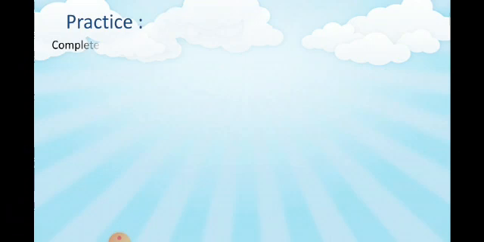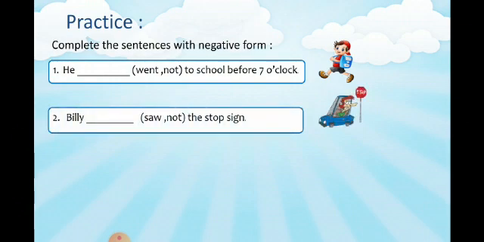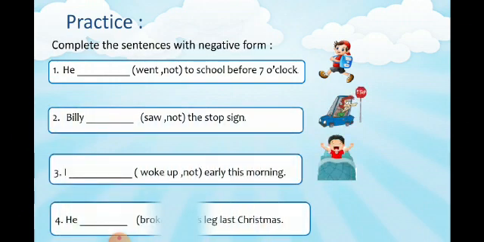Now, practice. Complete these sentences with negative form. Try to negate these sentences. حاول نفي هذه الجمل. I will give you time to think about it. Number 1. He went not to school before 7 o'clock. Number 2. Billy saw not the stop sign. Number 3. I woke up not early this morning. Number 4. He broke not his leg last Christmas.